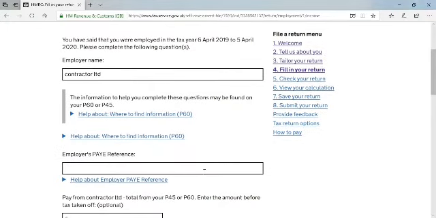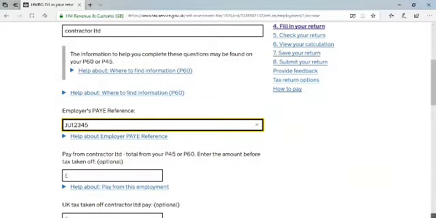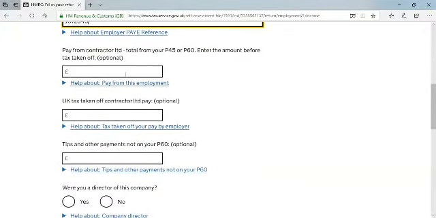So from your P60, you should have a PAYE reference. I'm going to make one up here. But if you transfer that across, and then you need to transfer the numbers. So most contractors will receive a small salary. The salary tends to be just under the national insurance threshold. So I'm going to input a figure here.